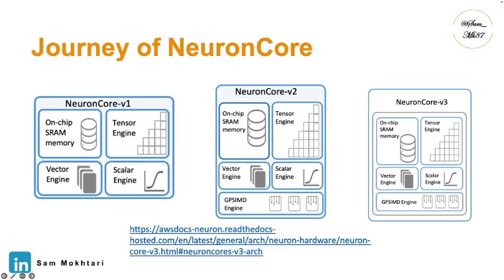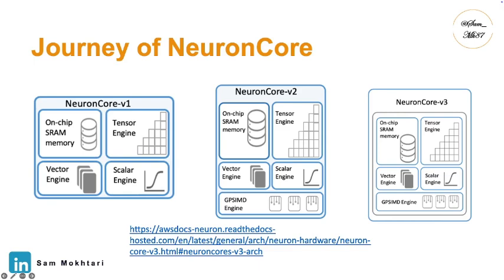In NeuronCore version 2, there were improvements in performance. As an example, the scalar engine became nearly 3x faster compared to version 1. The vector engine delivers a 10x speedup over version 1. And the tensor engine becomes 6x faster compared to version 1. Then a new GPSIMD engine was also introduced, which is for developing custom operations. That was the key difference between NeuronCore version 2 and NeuronCore version 1.